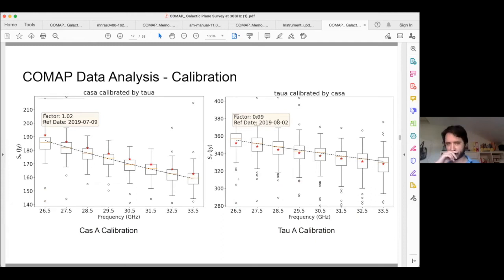These two plots on the left and right are showing the comparison between the fluxes that are measured, which are the boxes, to the model, which is the dotted line here. And we are using Cas A to calibrate Tau A, and Tau A to calibrate Cas A on the right. Basically, we're just doing cross calibration here, just to cross-validate that everything's working. And so we get within a few percent. So the calibration is pretty good.